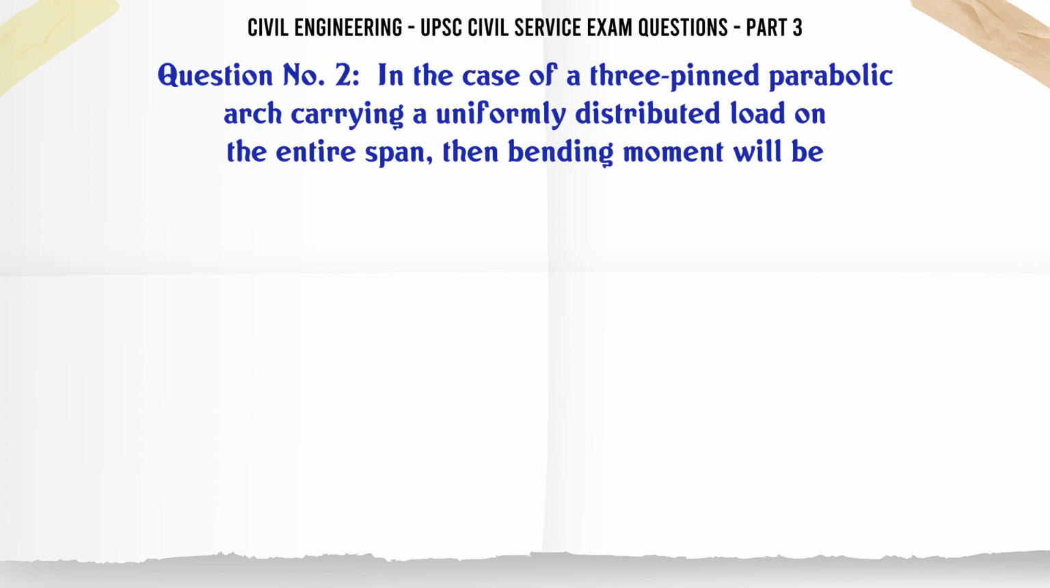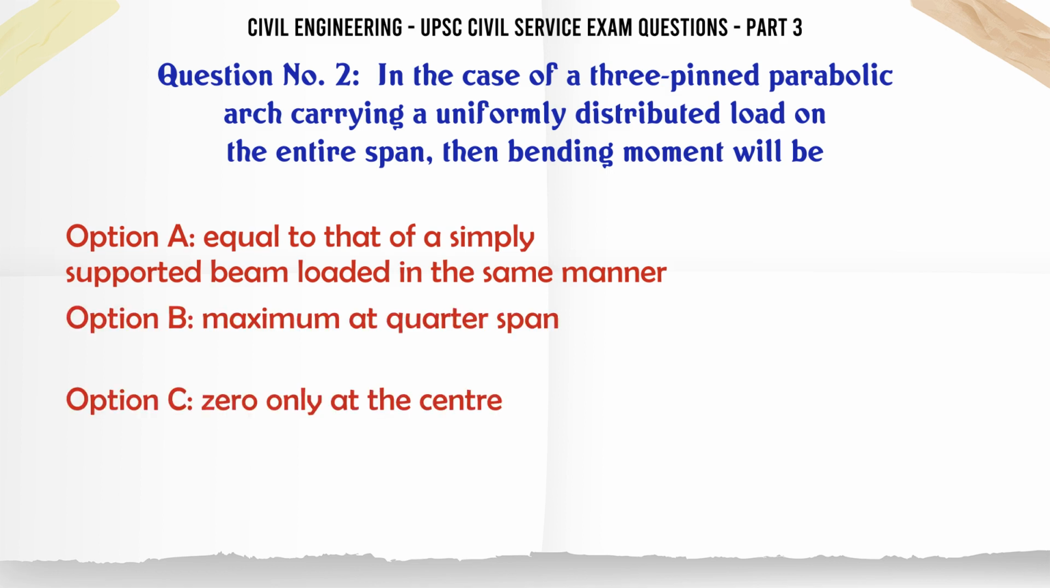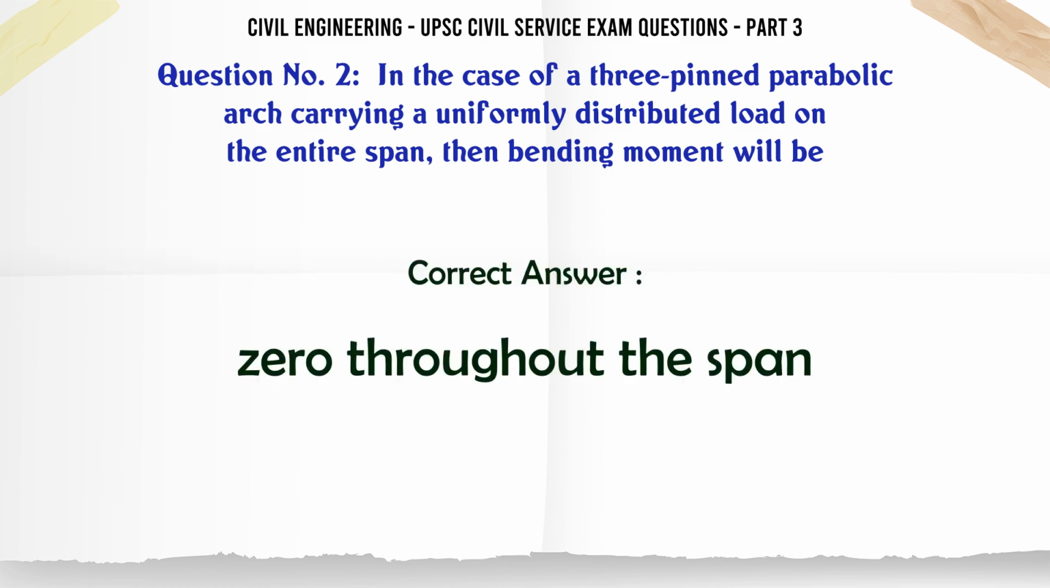In the case of a 3-pinned parabolic arch carrying a uniformly distributed load on the entire span, then bending moment will be A. equal to that of a simply supported beam loaded in the same manner, B. maximum at quarter span, C. 0 only at the center, D. 0 throughout the span. The correct answer is 0 throughout the span.